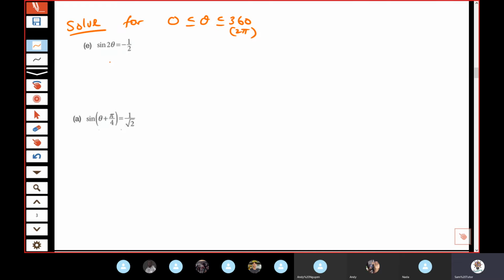Okay, what do we have? 2 theta equals inverse sine of a half. Inverse sine of a half is 30 degrees. Then we do all stations to central. Where is sine negative? Tan and cos, so therefore your 2 theta is 180 plus, 360 minus.